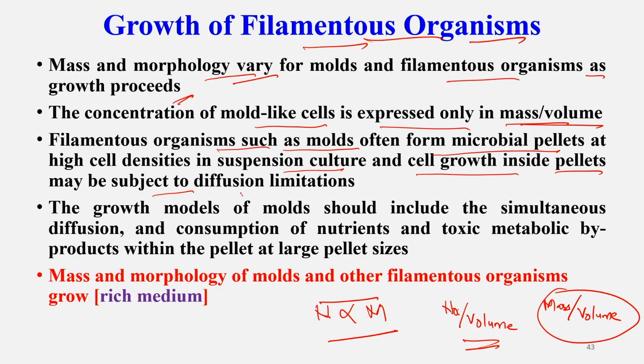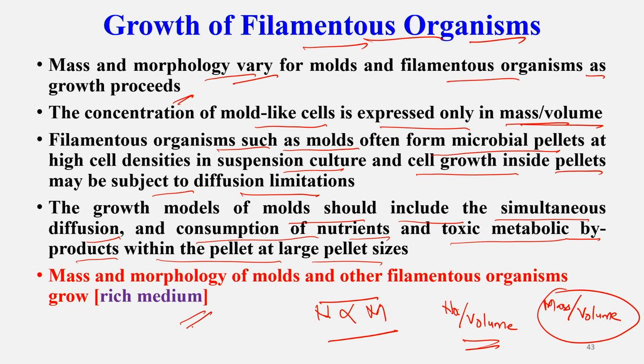Once the pellet is formed, they are subject to mass transfer limitations like diffusion resistance. The growth model for mold should include the simultaneous diffusion and consumption of nutrient and toxic byproduct within the pellet at larger pellet size. So, once we are considering the pellet rather than the individual biomass.